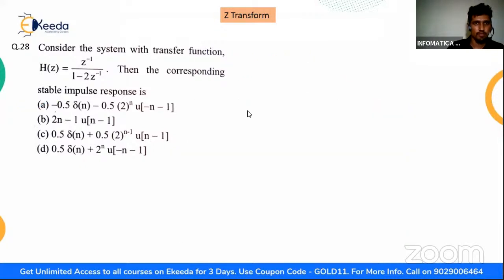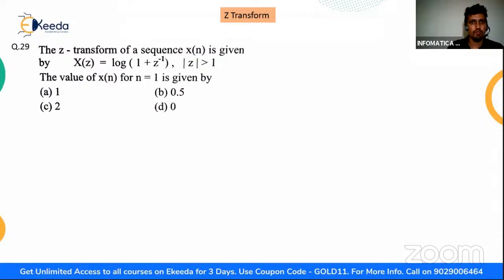We are left only with 2 questions. For this, we have to use the differentiation property. Since logarithmic is there, we will simply use the differentiation property. x of n is there for this, log of 1 plus z inverse.